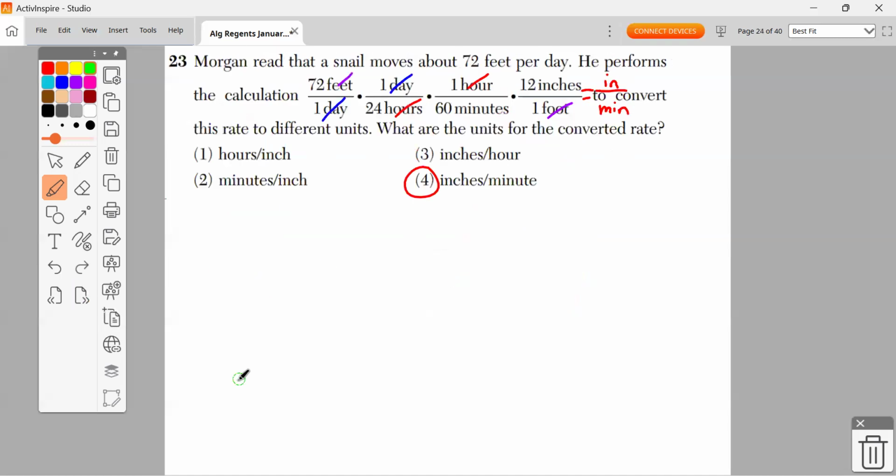In question number 23, we want to cancel out numerators with denominator labels, hours with hours, days with days, feet with feet. What are we left with in the end? We're left with inches on the top and minutes on the bottom. So that would be inches per minute.